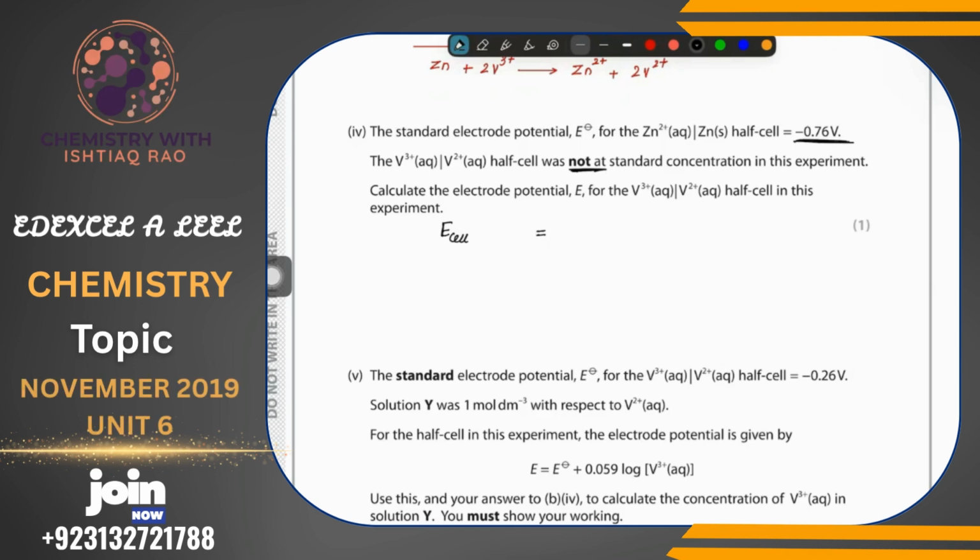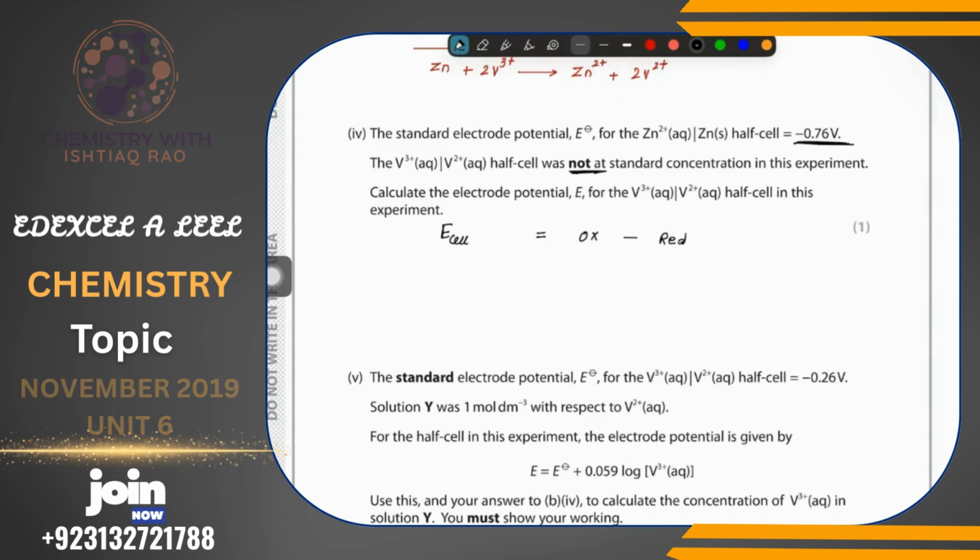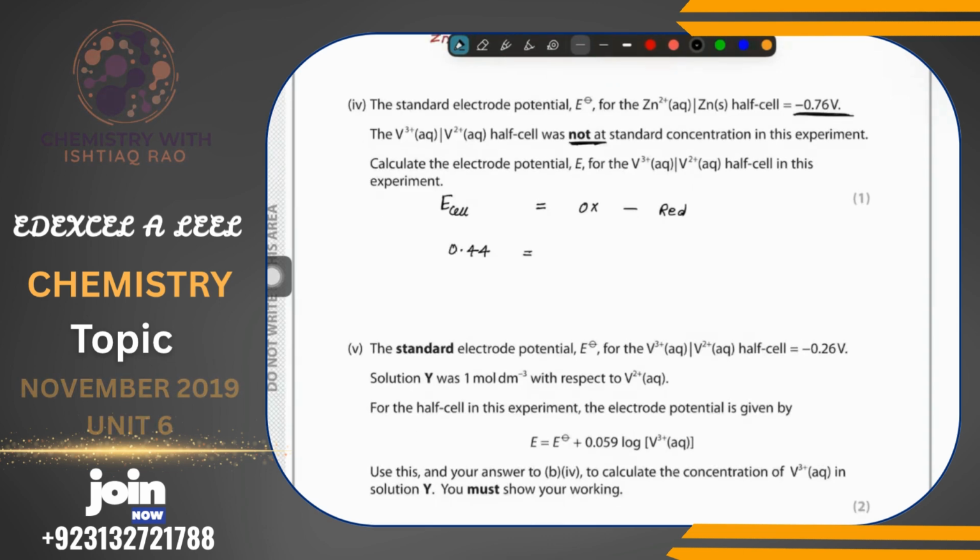E of cell is cathode minus anode, so reduction minus oxidation. The value 0.44 is what we have to calculate, and the oxidation value is given to us, 0.76, which is negative already.